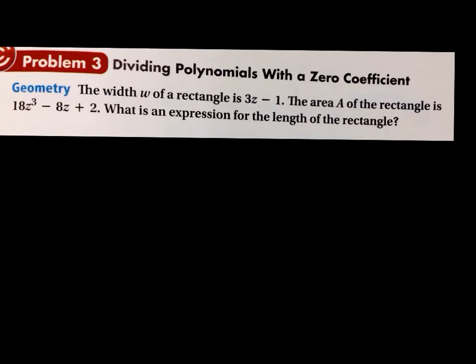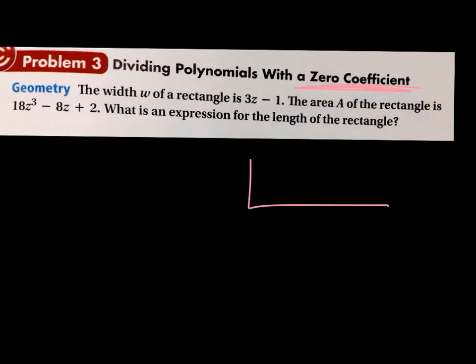Okay, there's always little tricks that you have to watch out for. One of them is when you have a 0 coefficient, which means when you have a missing term. So here's a word problem. It says the width W of a rectangle is 3z minus 1. The area is 18z to the third minus 8z plus 2. What's the expression for the length of the rectangle?